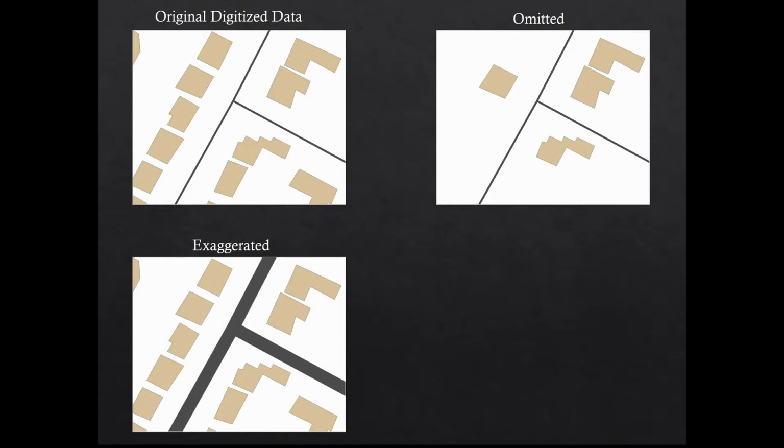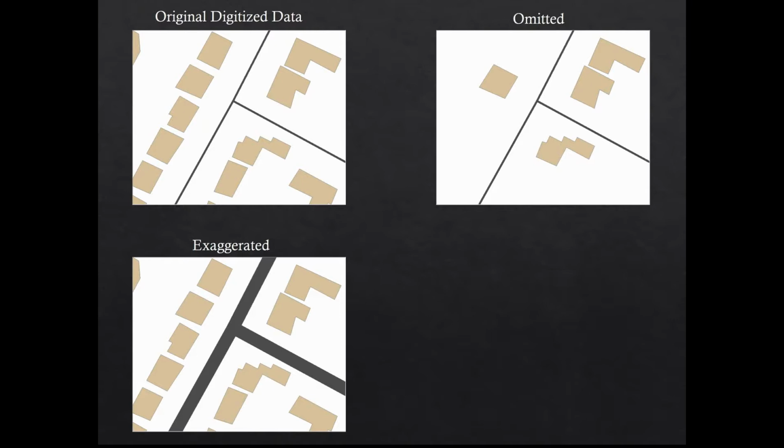In the upper right-hand corner is the omitted feature generalization method. Here, features are simply removed from the dataset. You may want to do this for lakes, for instance, where a large lake is surrounded by multiple small, insignificant lakes. If we remove the small, insignificant lakes and keep the large lake and zoom out, the map reader can still understand that there is a water body in that location.